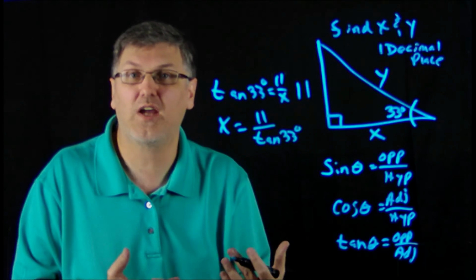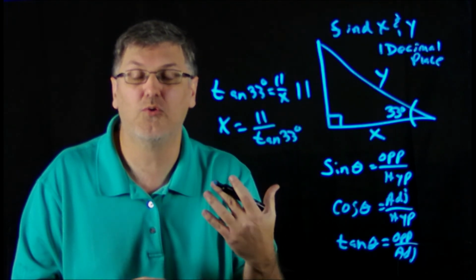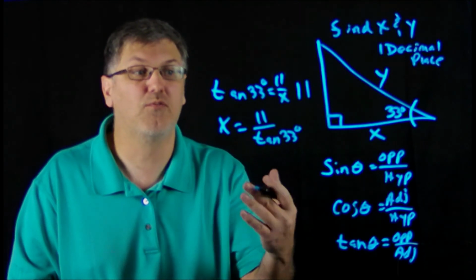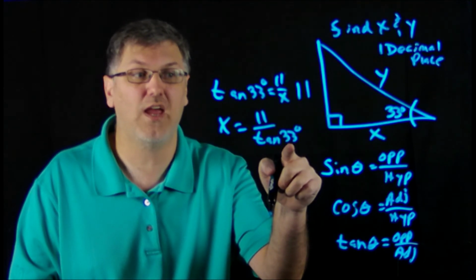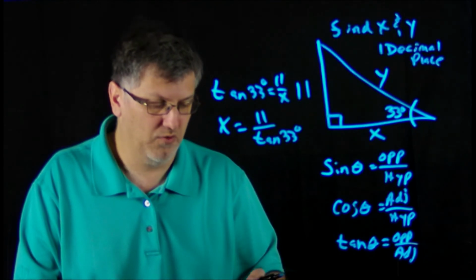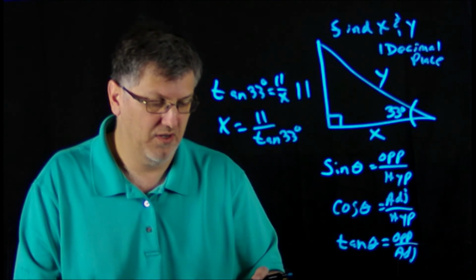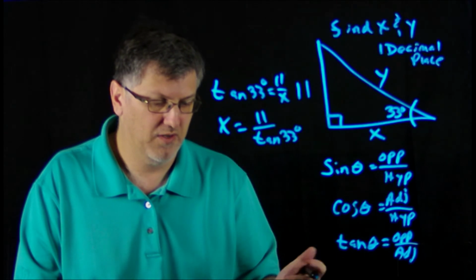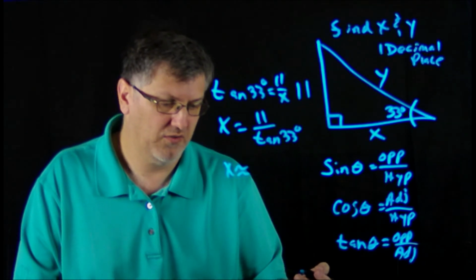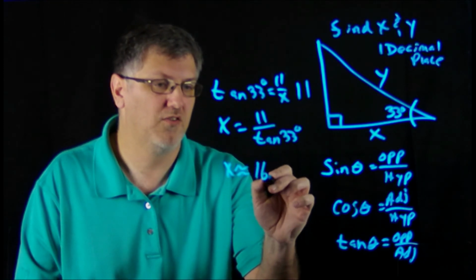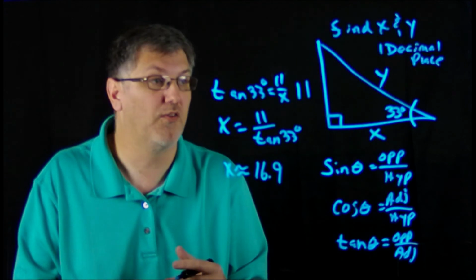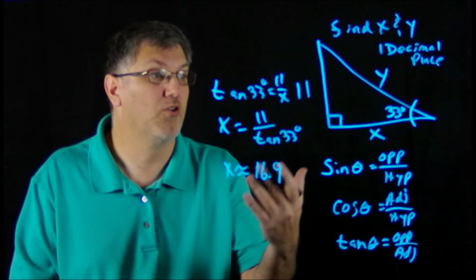Now you're going to put that in your calculator. You need to make sure you are in degree mode. Do not be in radian mode because you will get the wrong answer, because I gave you this angle in degrees. So I'm going to do 11 divided by tangent of 33. That is going to give me x is approximately 16.9 units. I didn't give you a unit there, so we don't need to put a unit on there. So there's x. We're going to do the same thing for y.